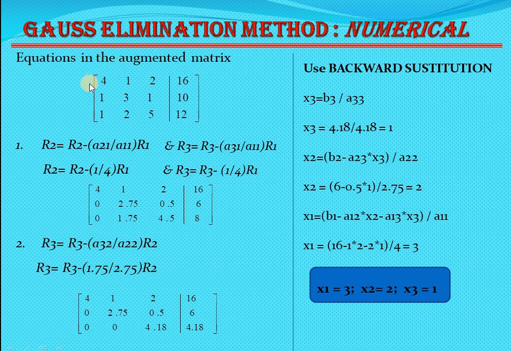The given linear simultaneous equations are written in the matrix form, in the form of an augmented matrix. So this is the left hand side matrix, that is the coefficient matrix denoted as A, and this is the right hand side matrix, that is the constant matrix denoted by B. You need to remember these terms. We are going to enter these elements in MATLAB.